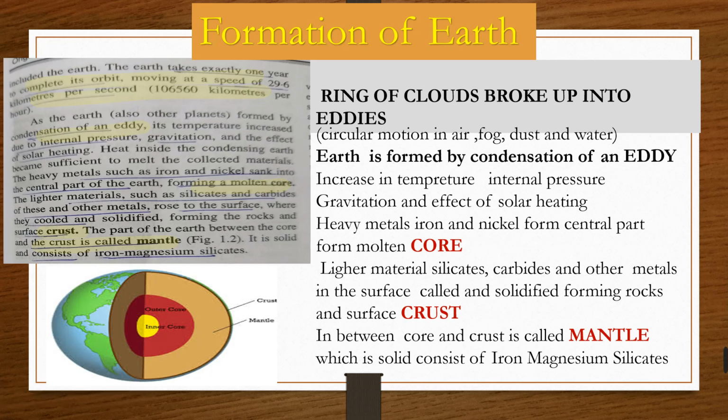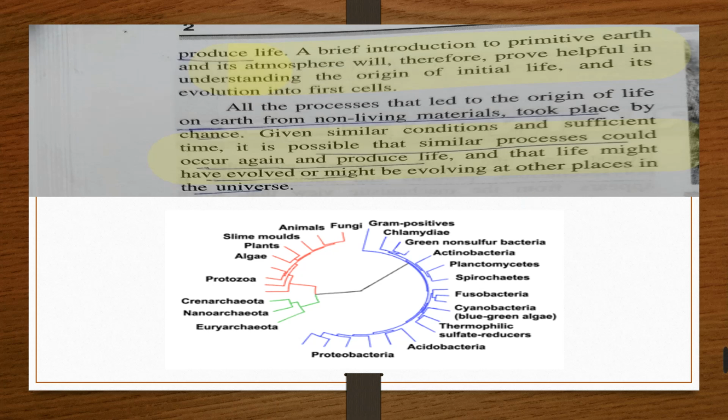Earth takes exactly 1 year to complete its orbit, moving at a speed of 29.6 kilometers per second. So this is how the Earth takes a rotation around the Sun. The formation of Earth takes place by the breaking down, or condensation, of the eddies. So this is the formation of Earth.